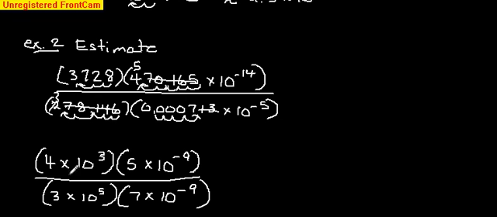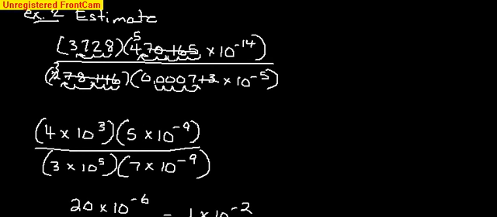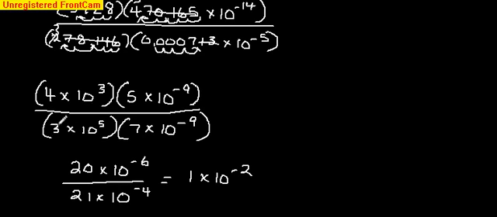Now the last step is we need to multiply the 4 times the 5, and we're going to get 20. And 10 to the third times 10 to the negative ninth, you add your exponents, so it's 10 to the negative sixth. And in the bottom, 3 times 7 is 21. We add our exponents on our tens and we get negative 4.